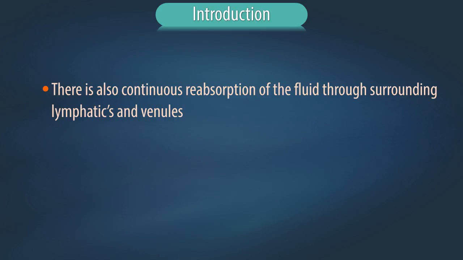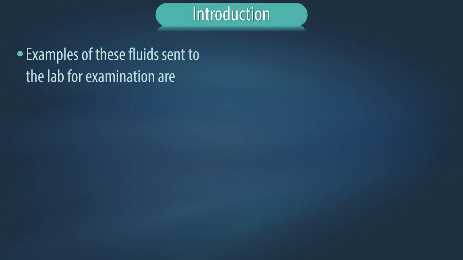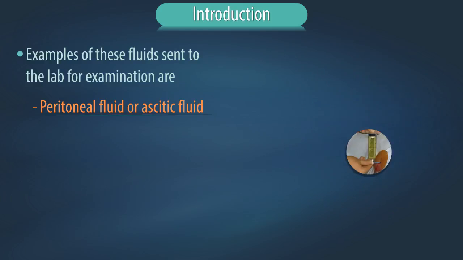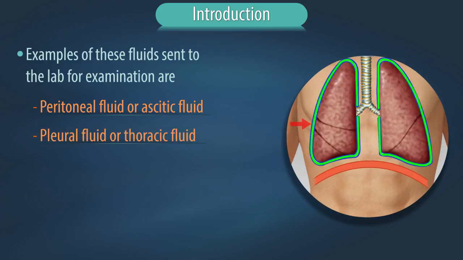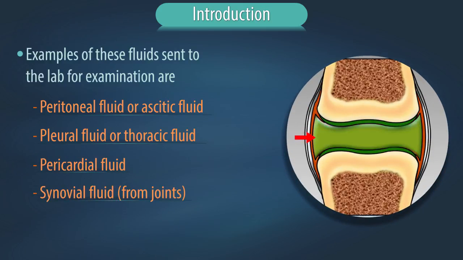There is also continuous reabsorption of the fluid through surrounding lymphatics and venules. An excess accumulation of this fluid is called effusion, which results from an imbalance of production and reabsorption. Examples of these fluids sent to the lab for examination are peritoneal fluid or ascitic fluid, pleural fluid or thoracic fluid, pericardial fluid, and synovial fluid from joints.